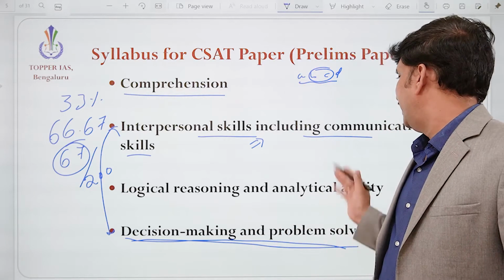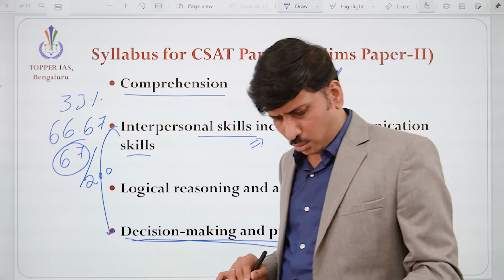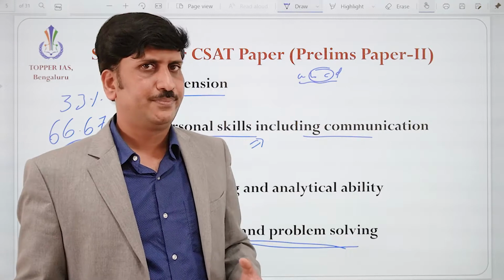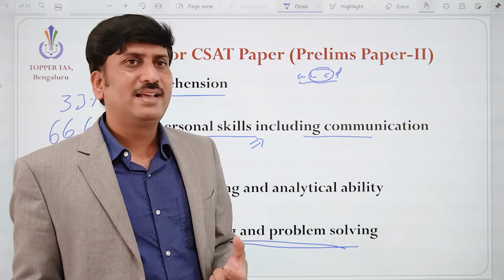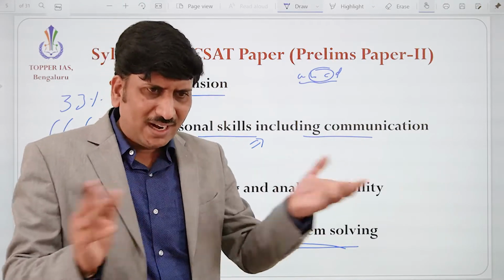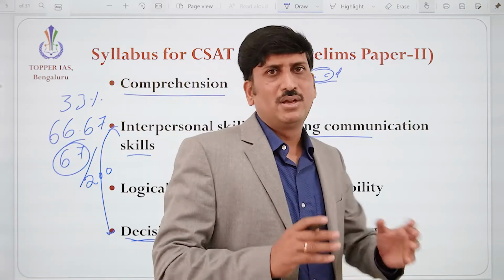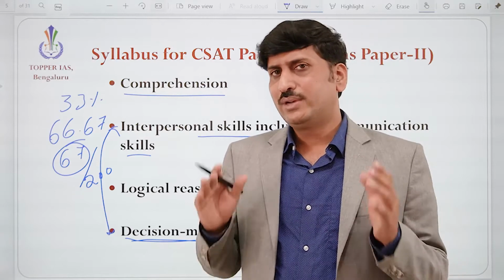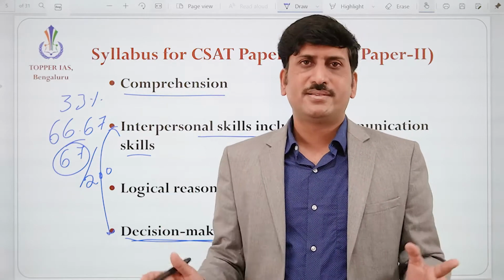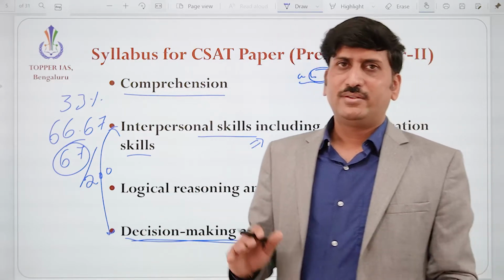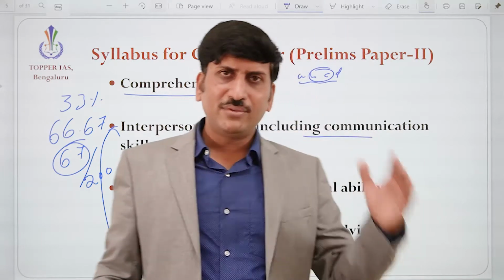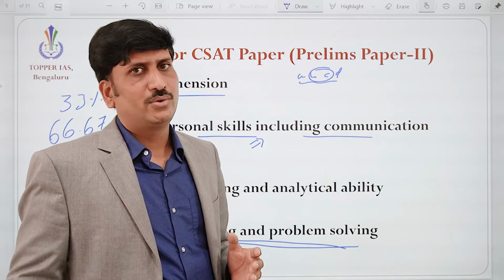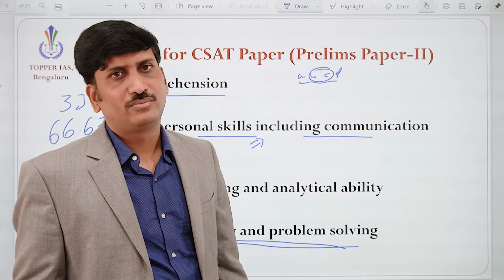Like logical reasoning and analytical ability. Again, the qualities required by the administrator. Analytical ability: you need to analyze things. Why is this like this? Why is it like this? Correct? So before taking any decision, you need to do analysis. Logical reasoning: you need to think from your mind, you need to answer. Why is it like this?